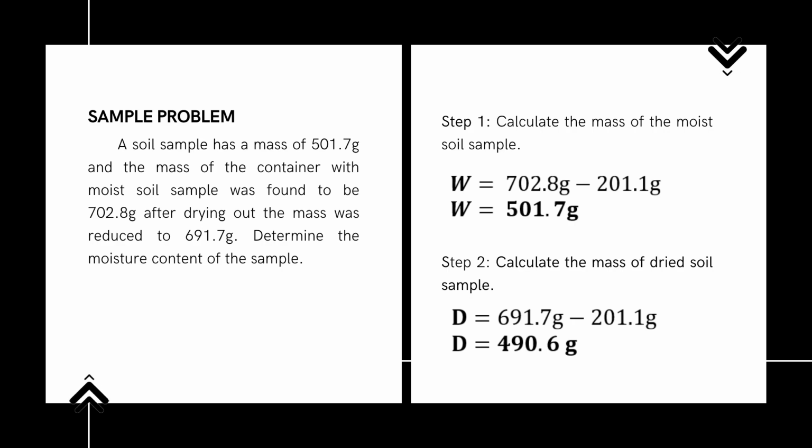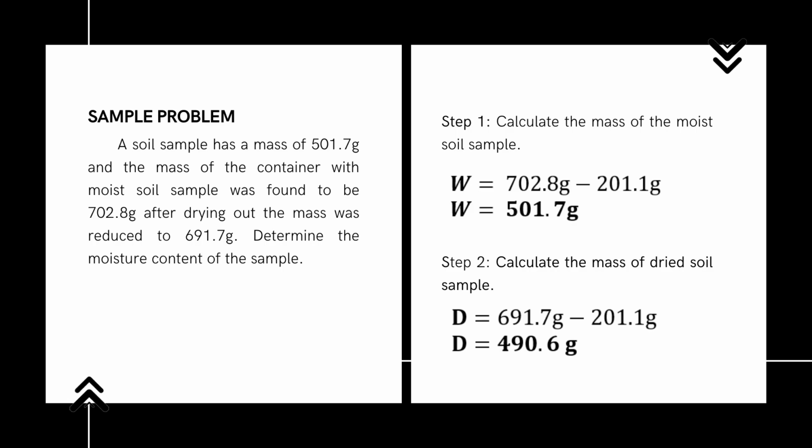So, itry natin itong sample problem para ma-apply natin yung natutunan natin kanina. And itong mga values na nandito, or ito yung mga data na nandito, is galing siya doon sa video na pinanood ko kanina sa inyo, doon sa experiment. A soil sample has a mass of 501.7 grams, and the mass of the container with the moist soil sample was found to be 702.8 grams. After drying out, the mass was reduced to 691.7 grams. Determine the moisture content of the sample.